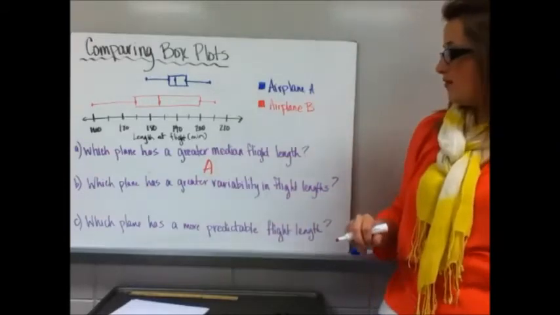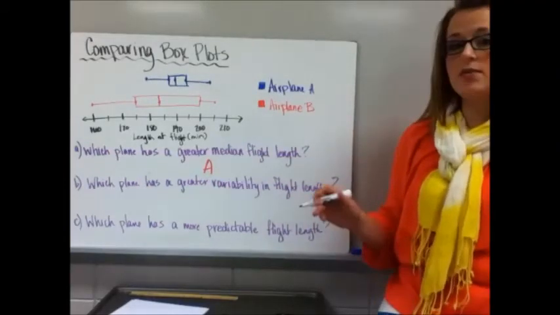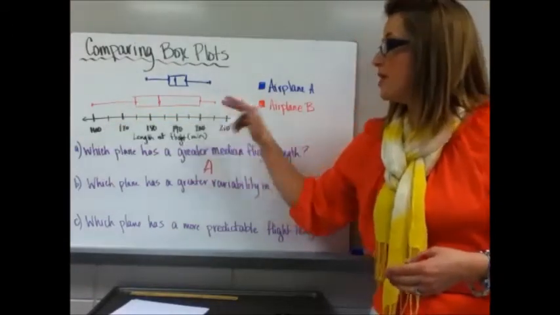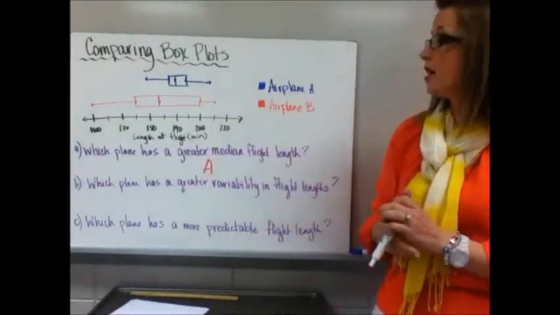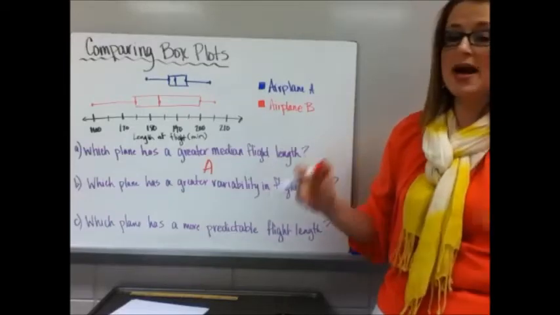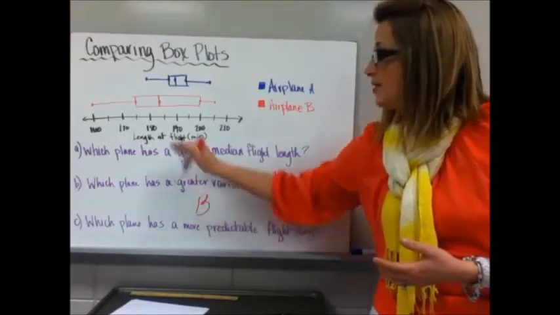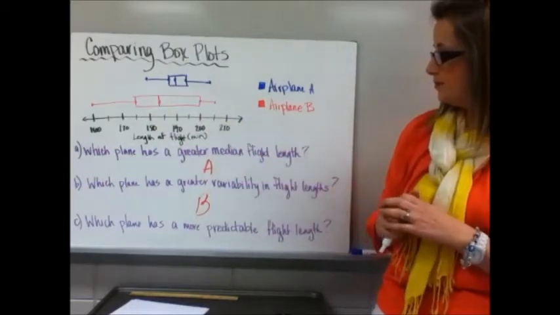Which plane has a greater variability in flight lengths? And so we can measure variability by the overall range, the difference between the lower extreme and the higher extreme, and the interquartile range. Which one is spread out more? And that's going to be airplane B. Its interquartile range is much larger.